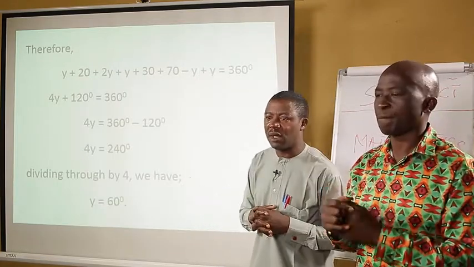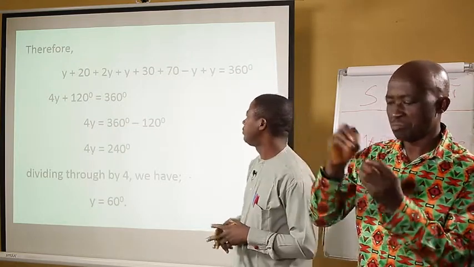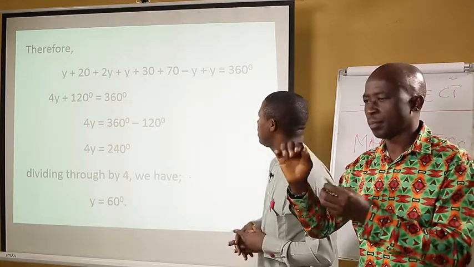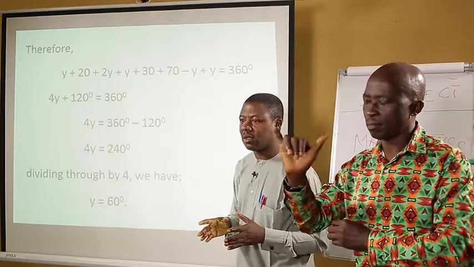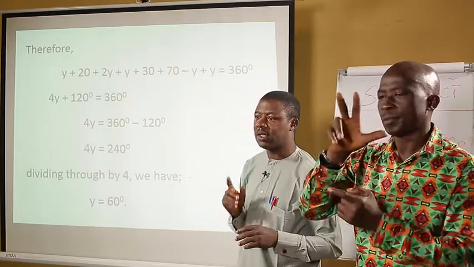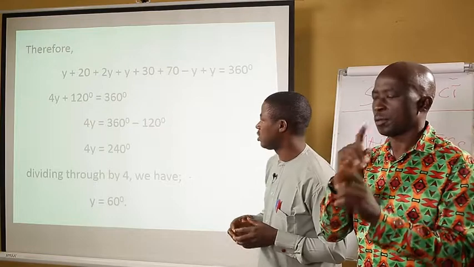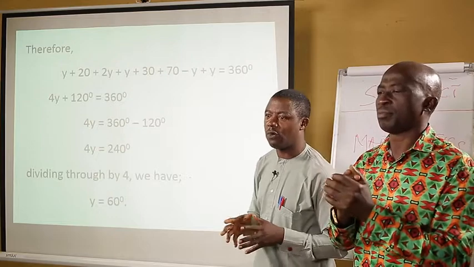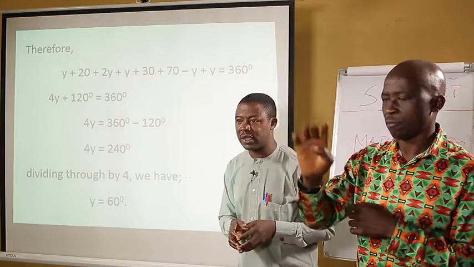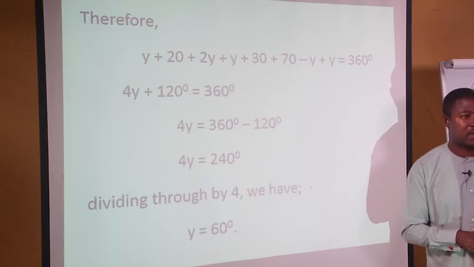Now, we will have y plus 20, plus 2y, plus y plus 30, plus 70 minus y, plus y, equals 360 degrees. It is a theorem, it is a fact that you should know. Now, by simplification, if you sum up all the y's, we'll have 4y plus 120 degrees, because 20 plus 30 plus 70 gives 120 degrees.